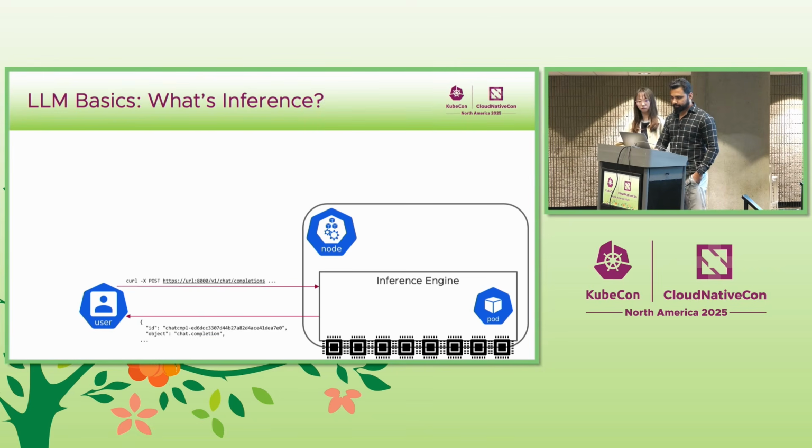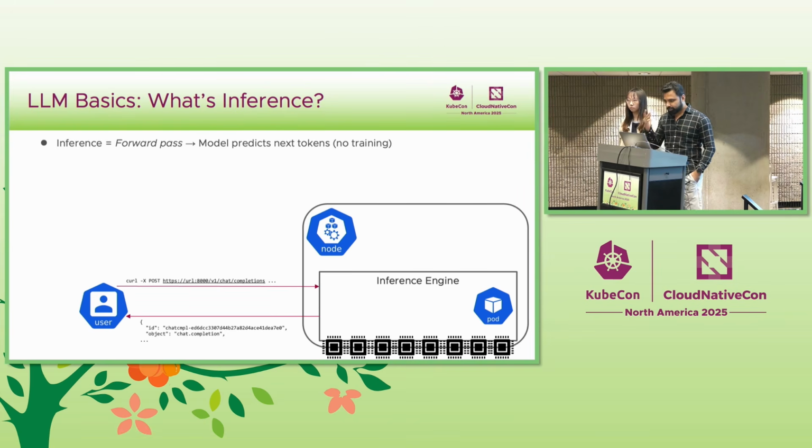Before we talk about any efficiency, let's first get some basics clear. So what's inference? The diagram that you see is just a placeholder. There's a client, a pod running on a node, and that pod is occupying all the GPUs. There is a sample request going back and forth.